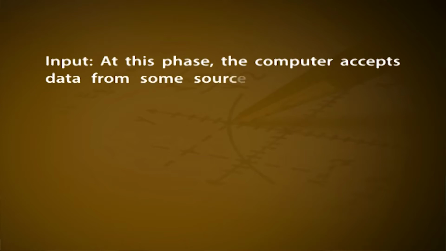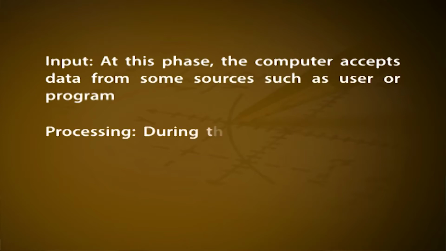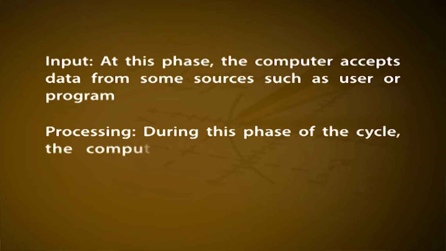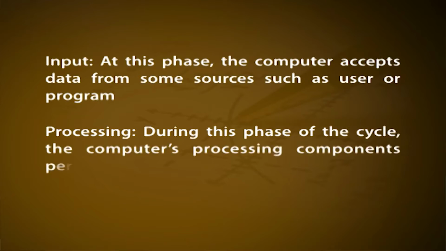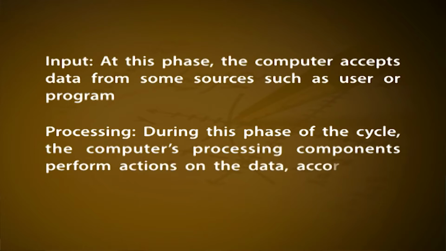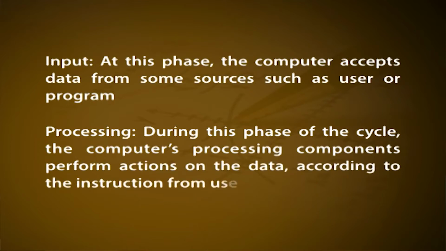Input. At this phase, the computer accepts data from some sources such as user or program. Processing. During this phase of the cycle, the computer's processing components perform actions on the data according to the instruction from the user or program.